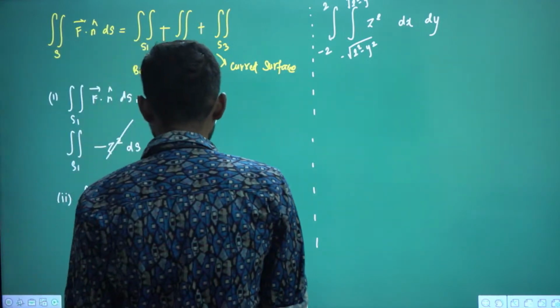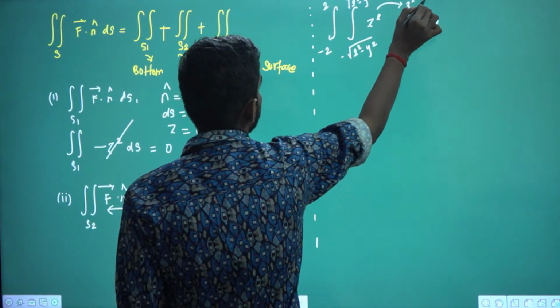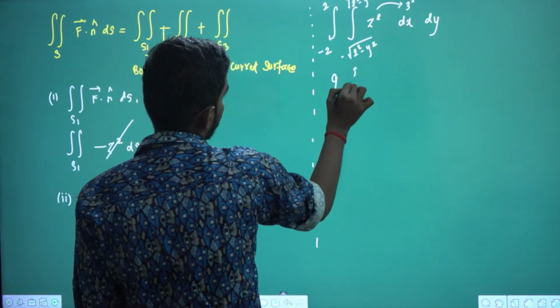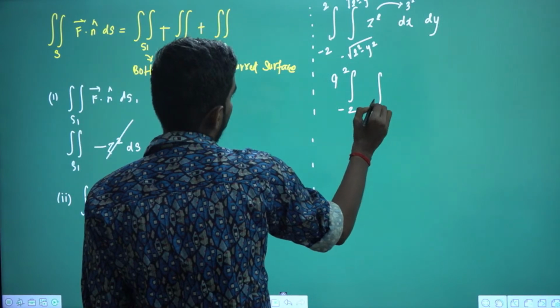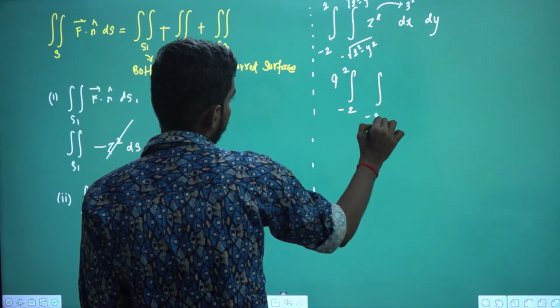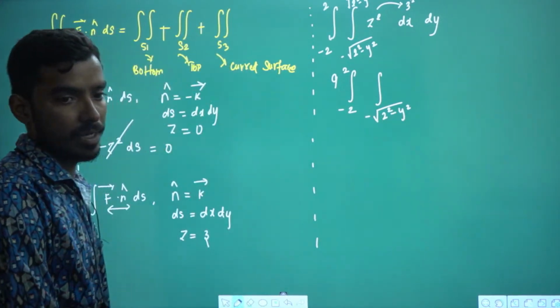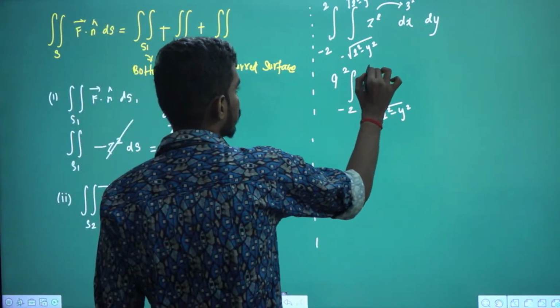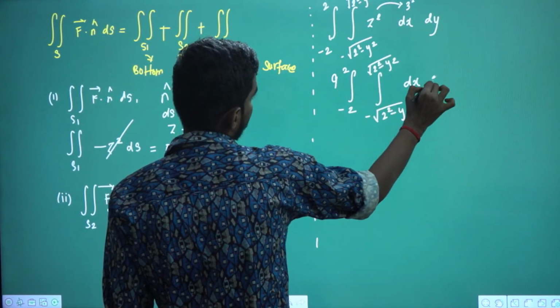And we know for this z is 3. So this will be 3 square, which is 9. So take that 9 outside. So minus 2 to 2 and minus root of 2 square minus y square to plus root of 2 square minus y square dx dy.